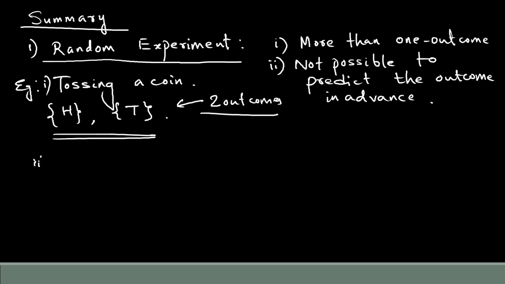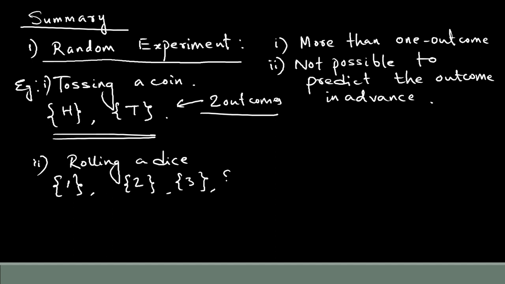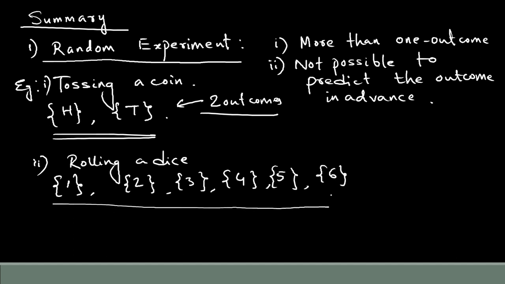Then another easy example will be rolling a dice. When you roll a dice, what are the outcomes that can come? It can be 1, 2, 3, 4, 5 or 6. There can be six outcomes specifically. So more than one outcome, and it is not possible to predict before you roll a dice whether it will be one, two, three, four, five or six. You don't know what it will be, right? So these are two examples commonly used for a random experiment.